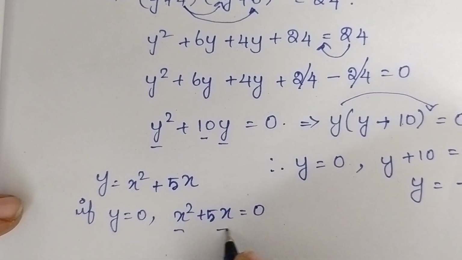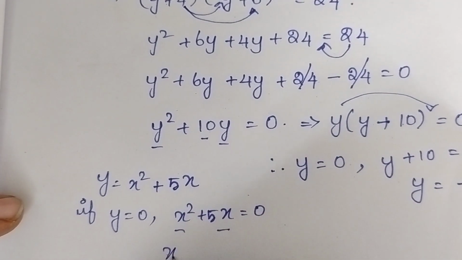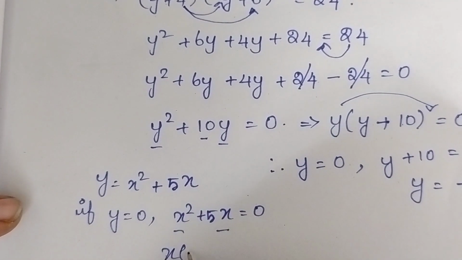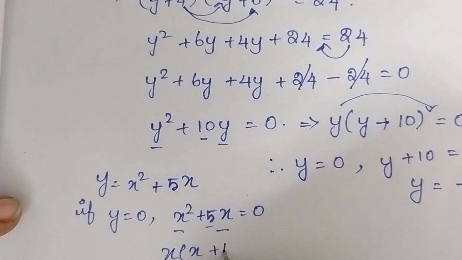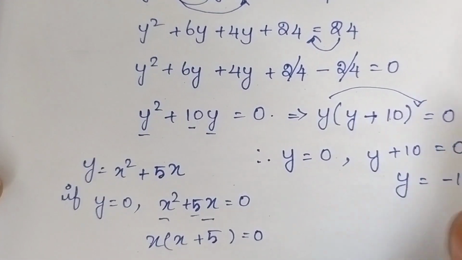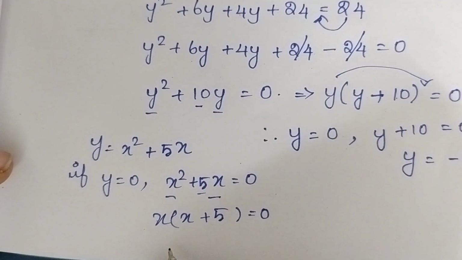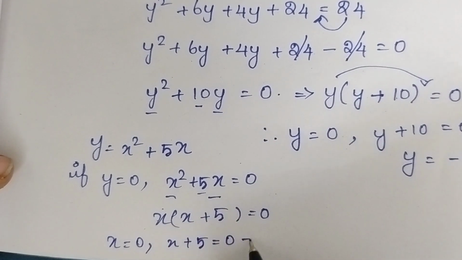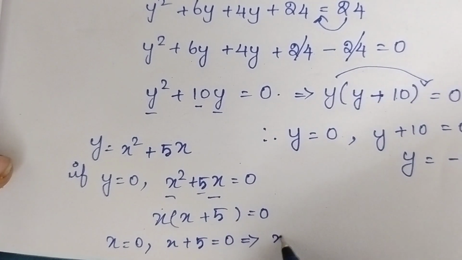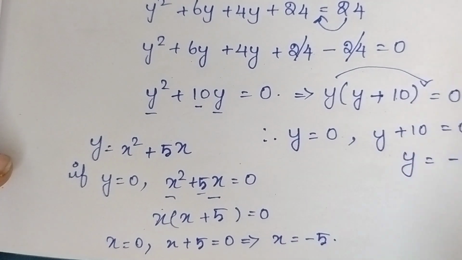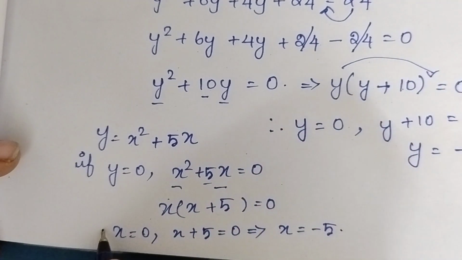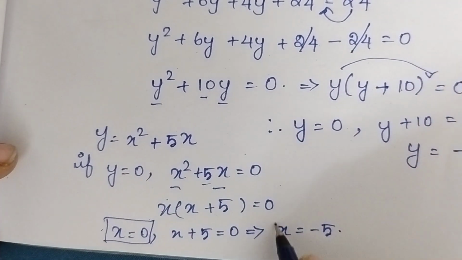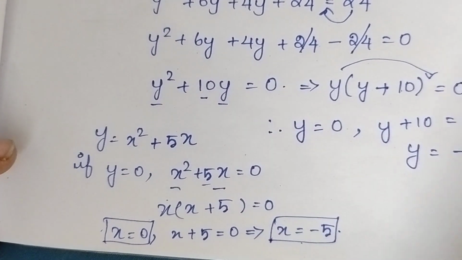Similarly, if you see here, x is common between these two. So I am going to take x out. Then the remaining is x here, and here the remaining is 5, which is equal to 0. Therefore, I am going to equate that separately: x is equal to 0 and x plus 5 is equal to 0. From this I will get x is equal to minus 5. So now I found the two values, x is equal to 0 and x equal to minus 5.